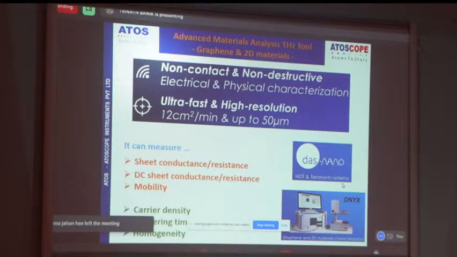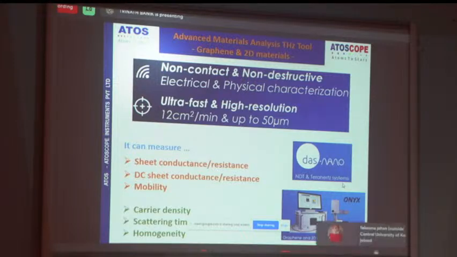Then we have this system for Das Nano, which is a laser system for nanomaterials. It can be used for graphene, any kind of 2D materials. Suppose you want to do a non-contact, non-destructive experiment, or you have some graphene sample. You want to excite the graphene or 2D material with a terahertz source, and you want to capture the light from the sample into a system.